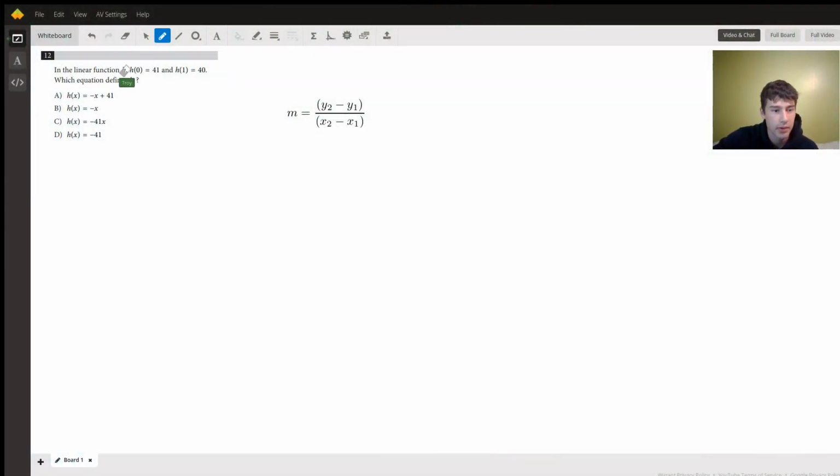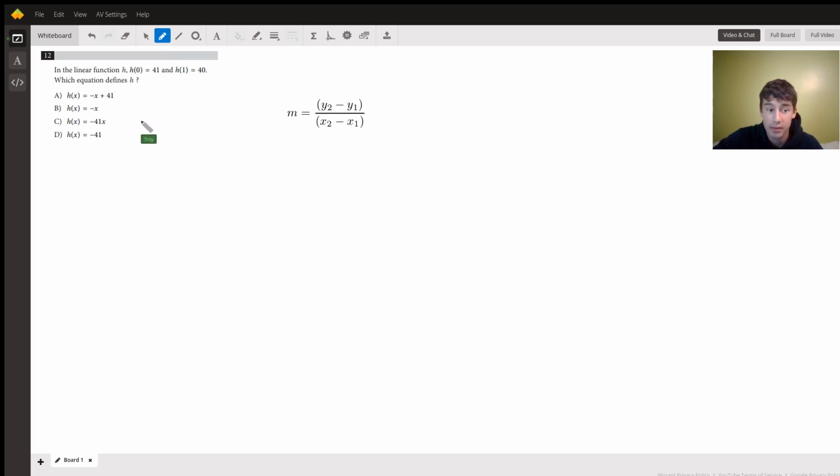Okay, so in the linear function, h of 0 equals 41 and h of 1 equals 40. And we're asked which equation defines h. It's a linear function, and we can see that our answer choices are in slope-intercept form, meaning there's some coefficient multiplying x, and then there's a constant on the end, which is the y-intercept, because the y-intercept is when x equals 0. If we make x 0, all that's left in the equation is this constant. So if we're looking to find an equation like this, we've got to find two things.